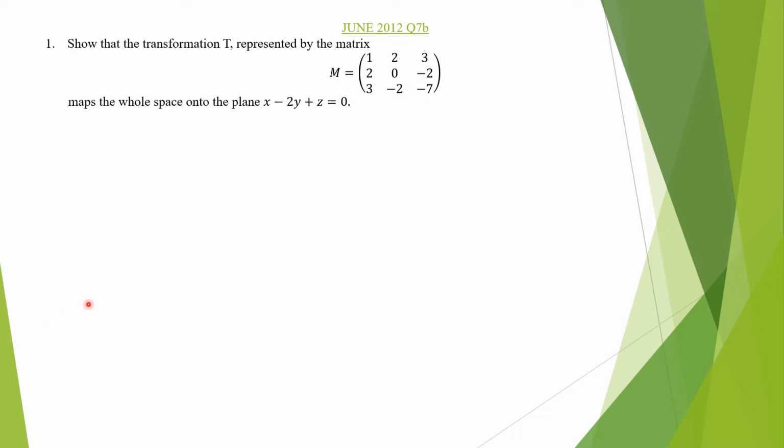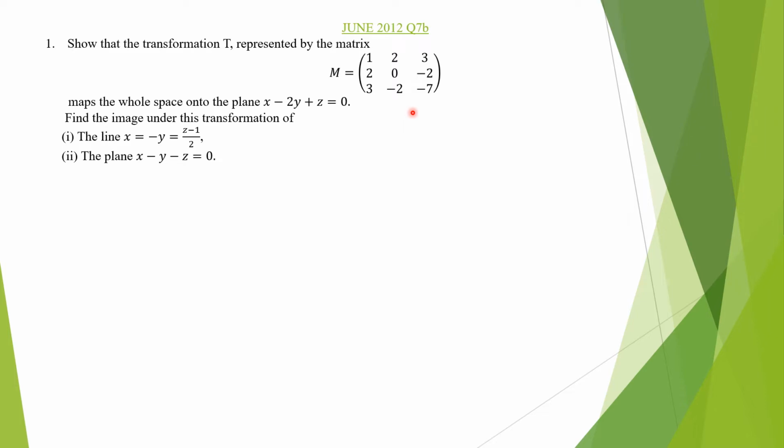So we are going to start off with June 2012, so that's June 2012. Question 7b. The question reads: show that the transformation T represented by the matrix M, the matrix you see there, maps the whole space onto the plane. Find the image under the transformation of Roman 1, the line x equals negative y equals z minus 1 over 2, and Roman 2, the plane x minus y minus z equals 0.